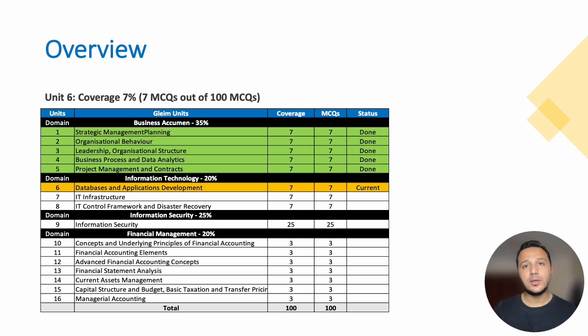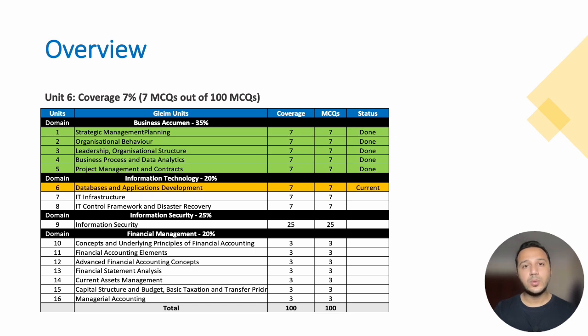Overall, if you divide the entire syllabus approximately, 35% of the syllabus is already recorded and the videos are shared with you, which pertains to business acumen. Now we are starting with domain two, which is about information technology. Going forward, we will be having a discussion about information security, which is domain three.